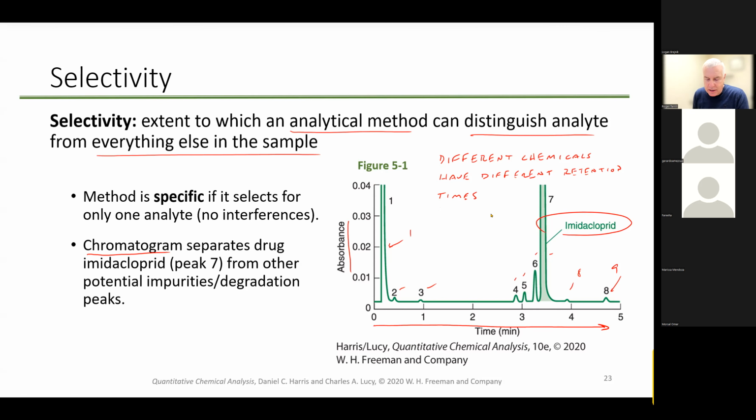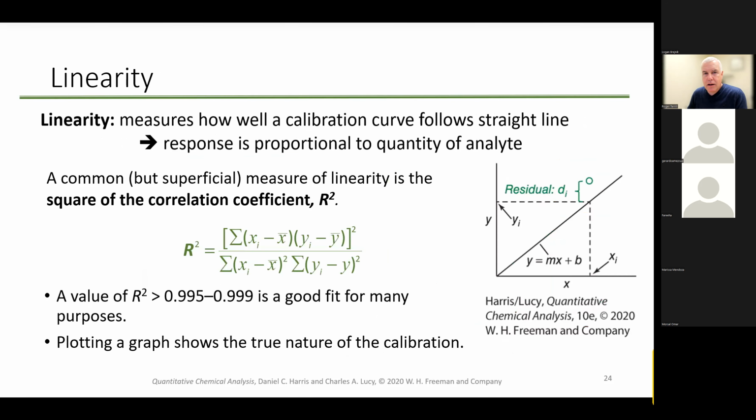I mentioned that HPLC is an excellent example of selectivity because in an ideal case, you can see your analyte and you can see separately other potential interference, right? So that's a good example of that.